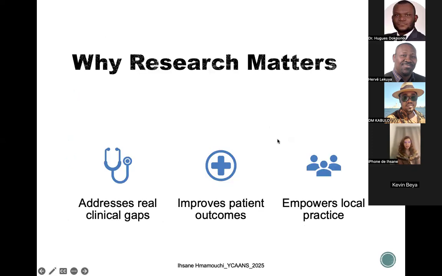So the first point is about the why. As you know, every great study begins with a simple question: why do we need this research? For example, as you know, in Africa, traumatic brain injury is a leading cause of mortality in adults. Yet there are few local studies examining how pre-hospital delays affect outcomes. That's a problem worth investigating.